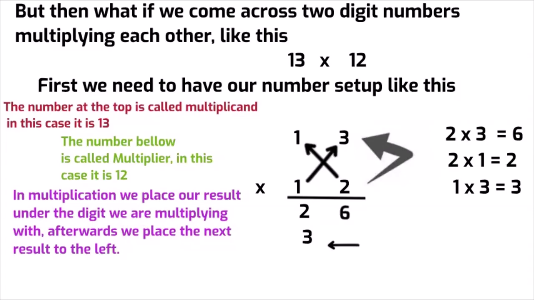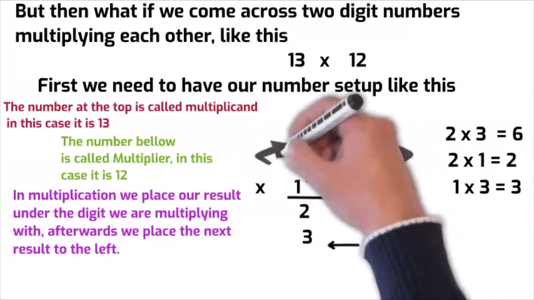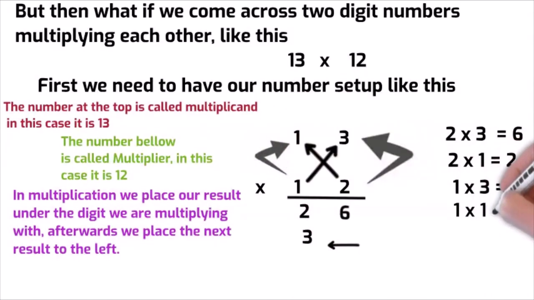Now, we multiply the tens side of the multiplicand, which is 1 times 1. What is 1 times 1? 1 times 1 is 1. We place our result to the left of 3. That is correct. We are done with the multiplying.